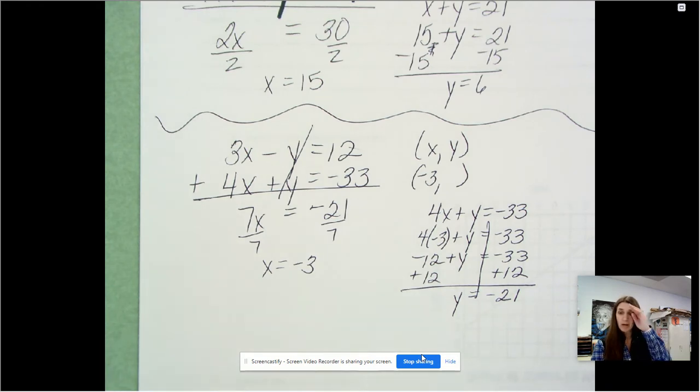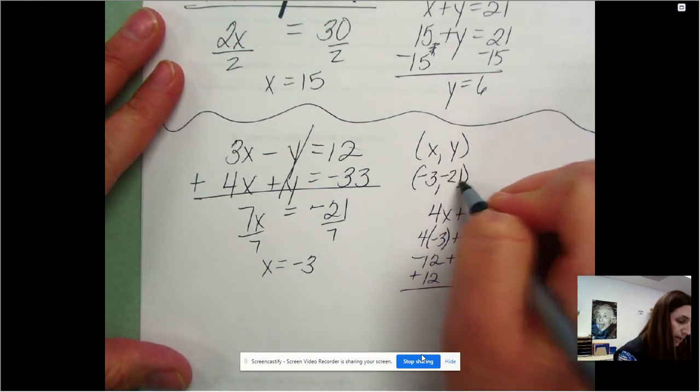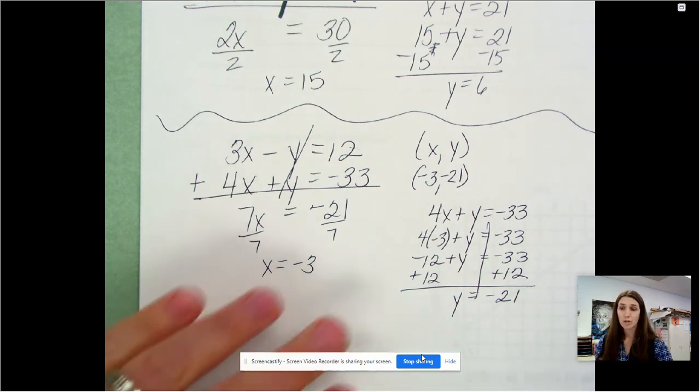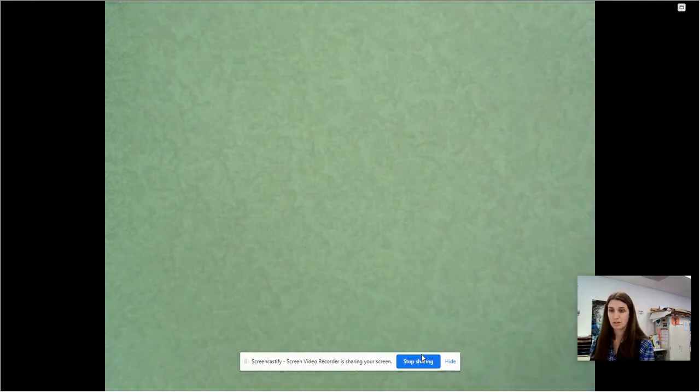And that's it, because y was all alone. It had no coefficient. So we can go ahead and place that up there, negative 21. Okay. So those are like our most basic examples where we have already opposites set up for us, okay? What we're going to do now is turn to page 231 in our workbooks.